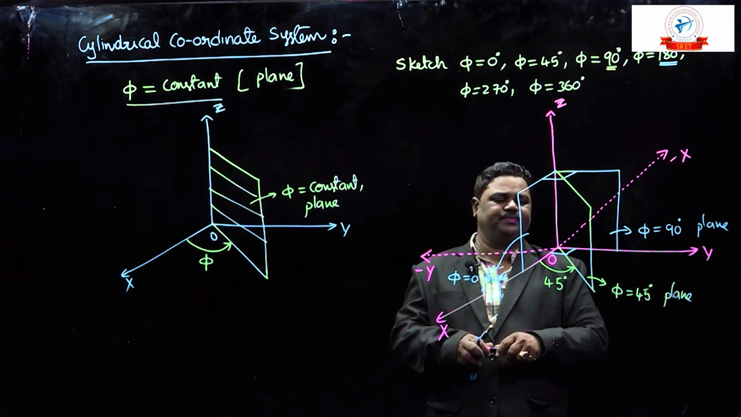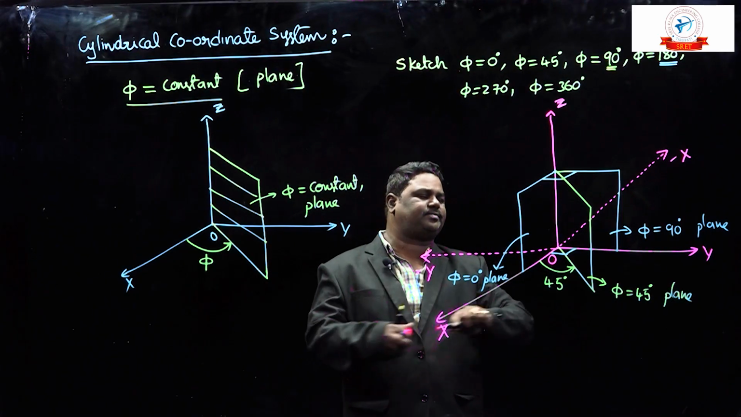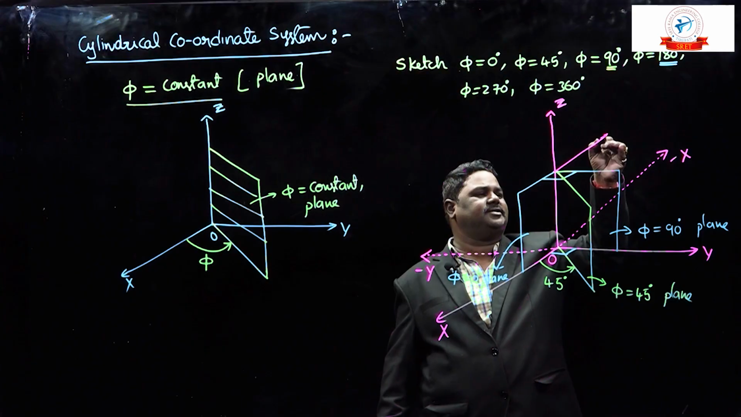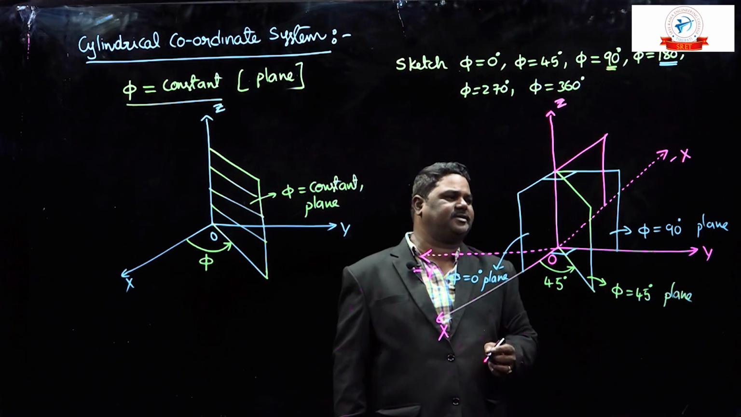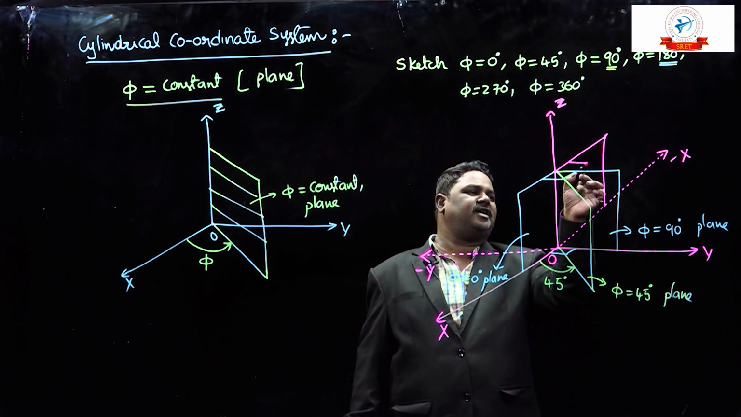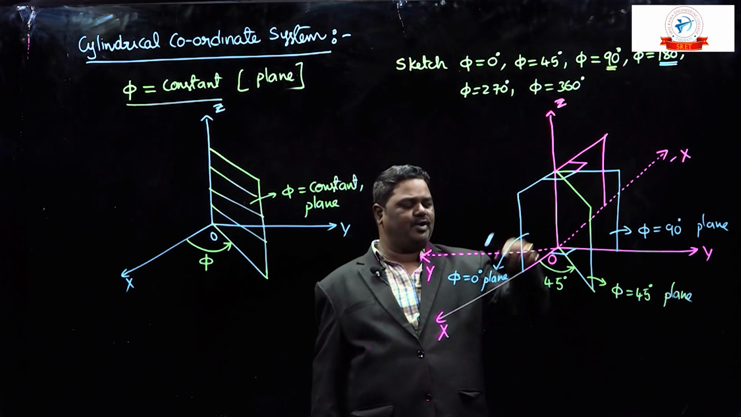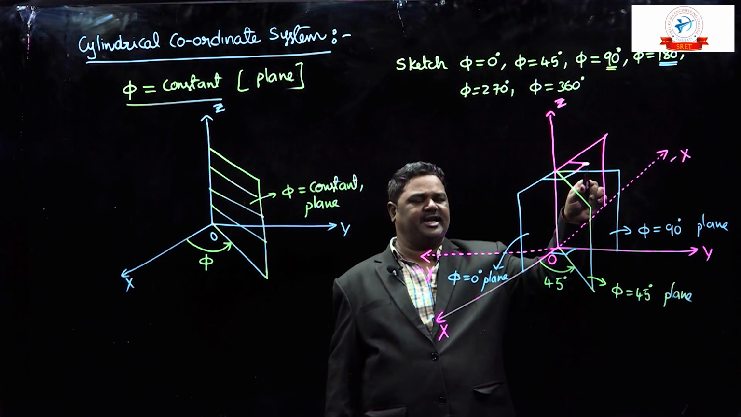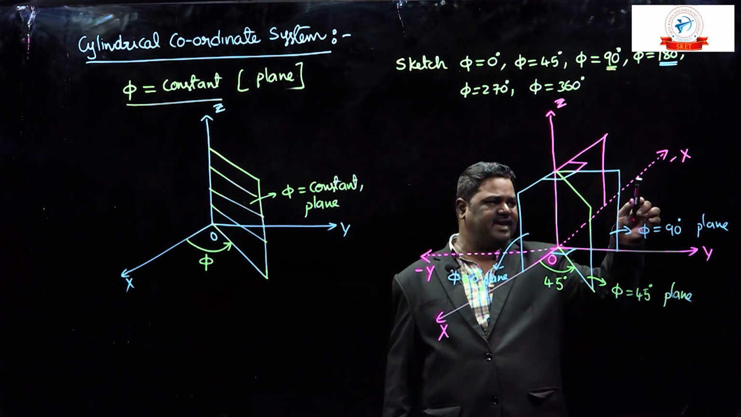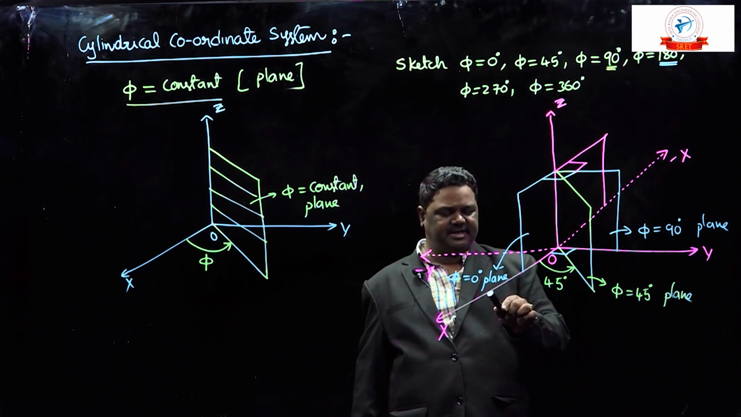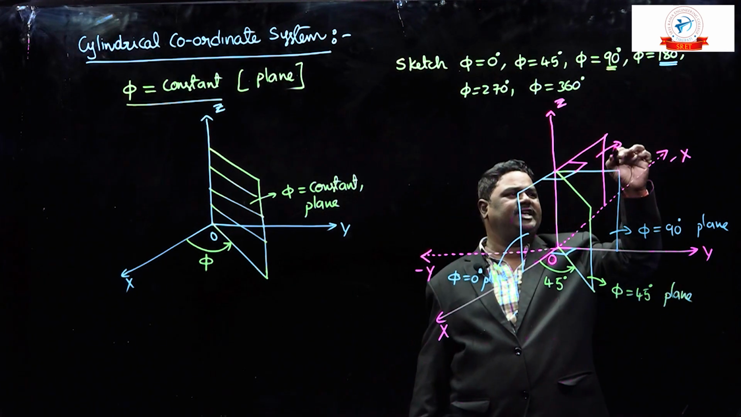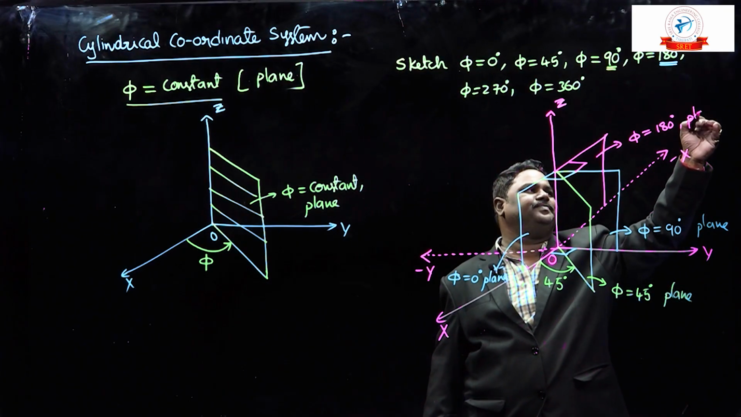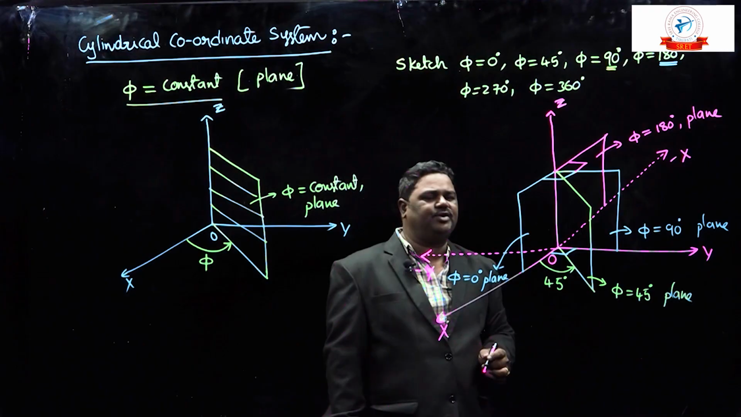So consider here the plane on the x-axis, the negative x-axis. It makes another 90 degrees here. So the total angle with the x-axis is 90 and another 90, totally 180 degrees. So the plane on the negative x-axis makes 180 degrees with the x-axis. So this plane is called the phi is equal to 180 plane.